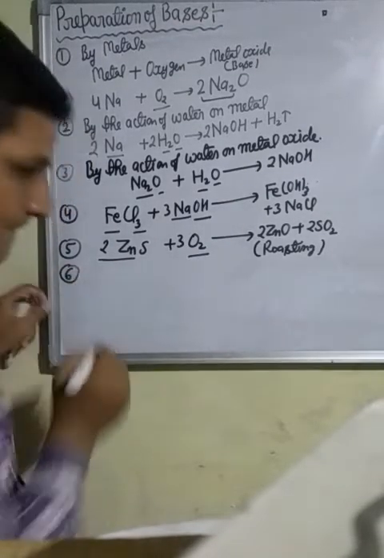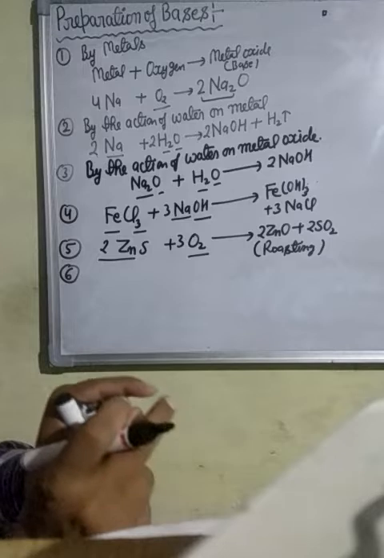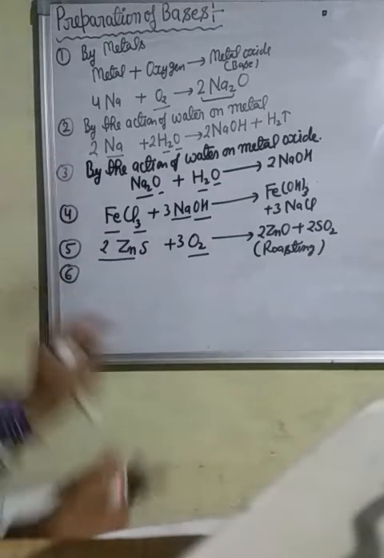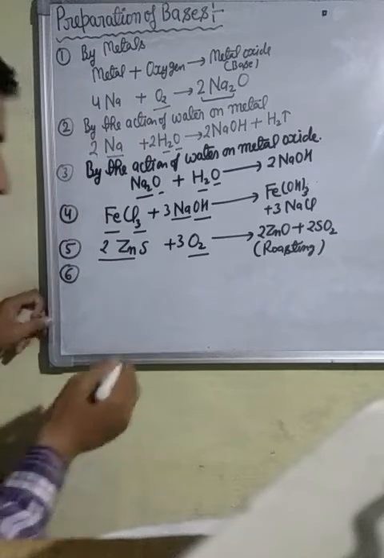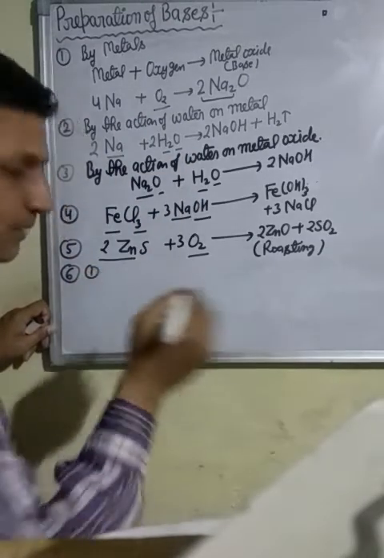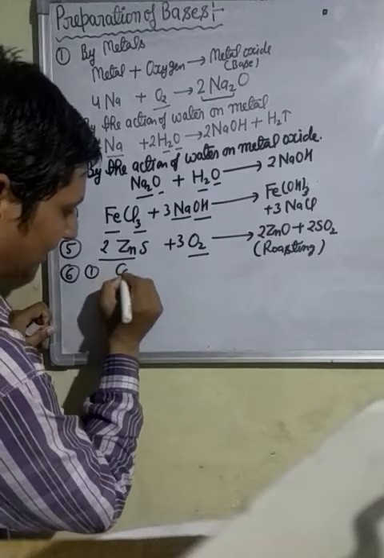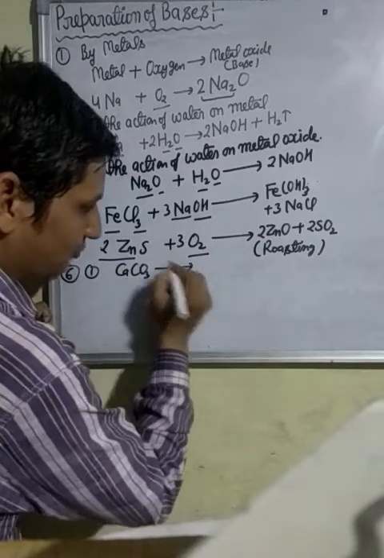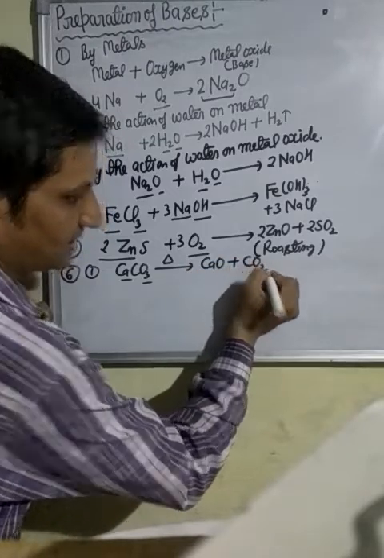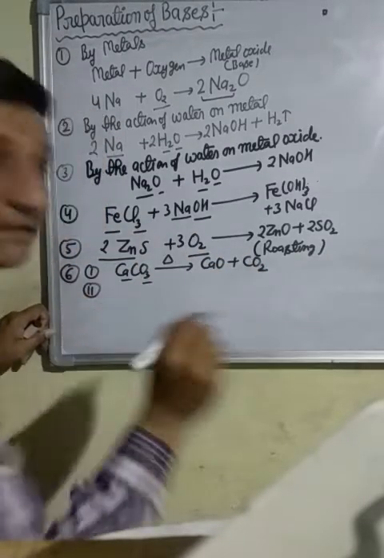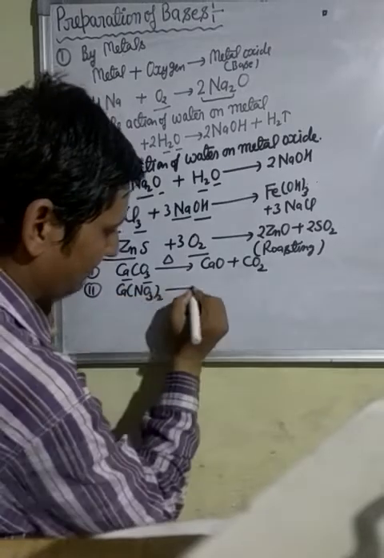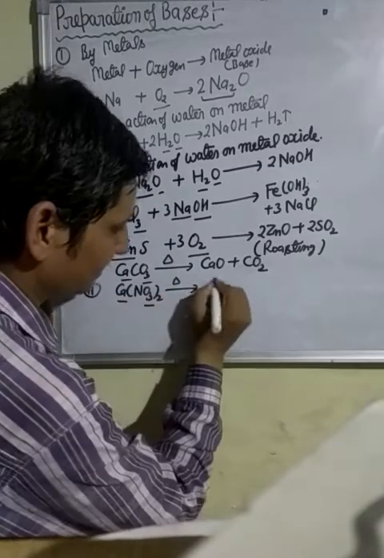Number 6, by decomposition method. Heading is by decomposition of salt. So decomposition method is divided in two parts. By heating carbonate, calcium carbonate on heating gives calcium oxide, base, and carbon dioxide. Second, by heating nitrates, calcium nitrate Ca(NO3)2 on heating gives calcium oxide.